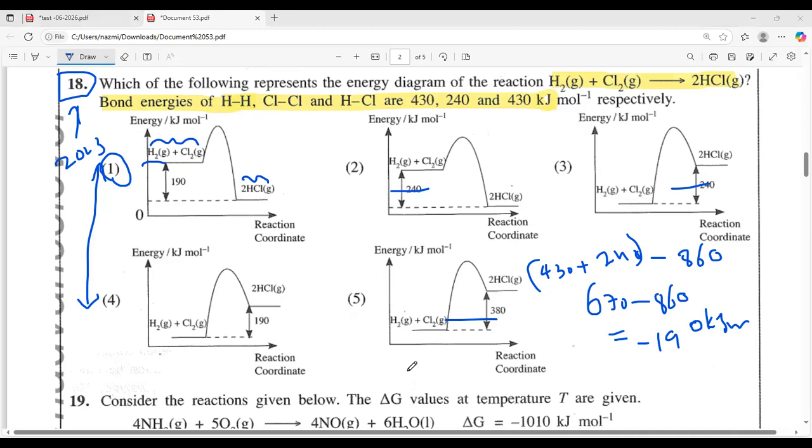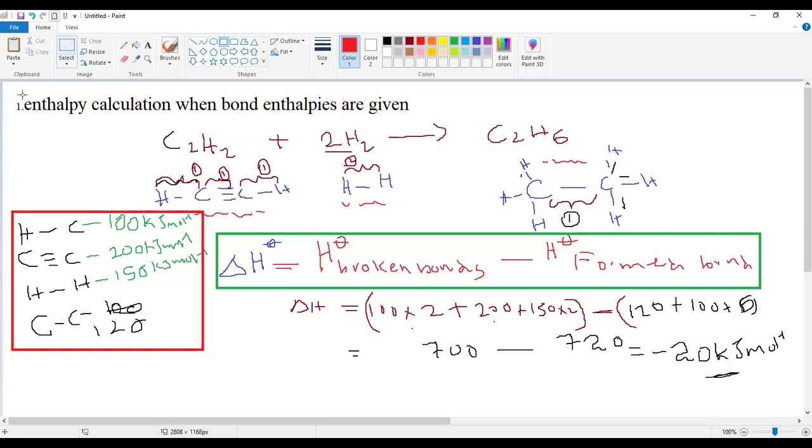So broken bonds minus formed bonds. Okay, then clear with that. So this method you have to follow only when the bond energies of the compounds are given. Okay. Now we can also learn another one. Formation enthalpy. So now let's learn the second.